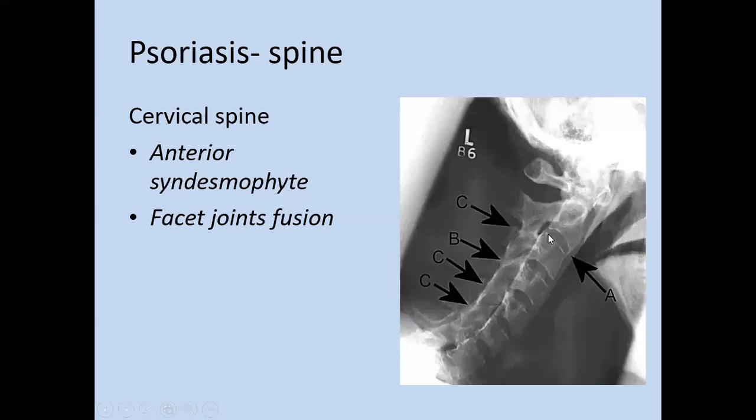If you saw a radiograph like that, and the rest of the spine, the thoracic and lumbar spine, look relatively normal, then your differential diagnosis should be more leaning towards psoriasis as opposed to ankylosing spondylitis.